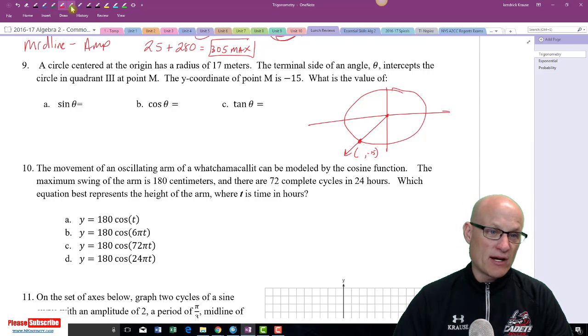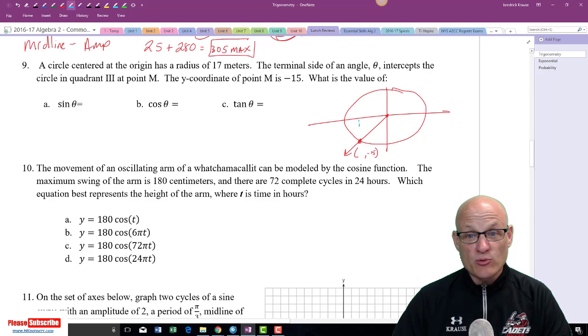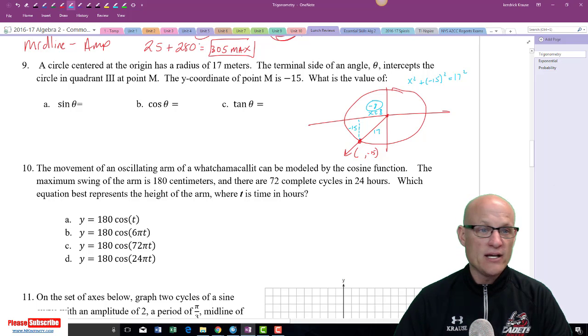Well, if you remember correctly, every time we do these kinds of problems, we always work with triangles. So I know this is negative 15, and they told us the radius was 17. Now, by the Pythagorean theorem, x squared plus negative 15 squared equals 17 squared. I can figure out that x is equal to 8. But since I'm coming off in the negative direction, let's make it negative 8.